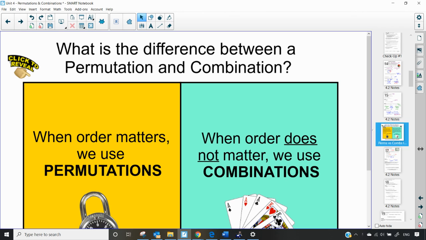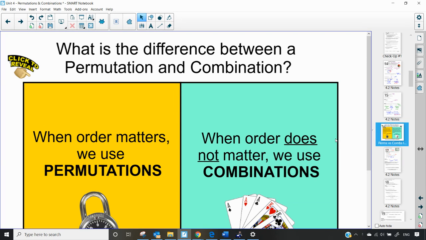Okay, welcome back to part B of 4.2 factorial notation and permutations. Just as a refresher from the last video, we looked at the difference between a permutation and a combination. And so it's important for you to know that when order matters, we're talking about permutation. And when order does not matter, we're talking about combinations.